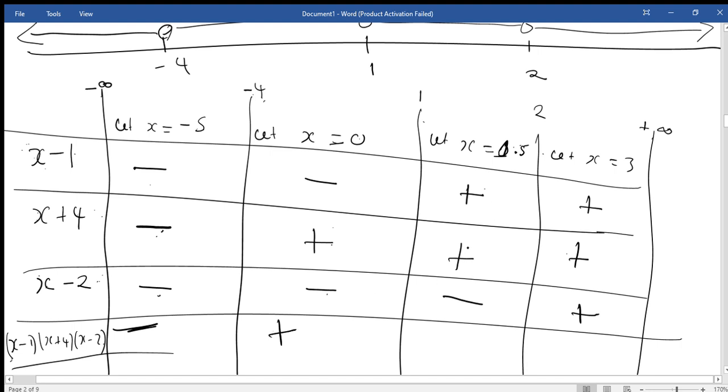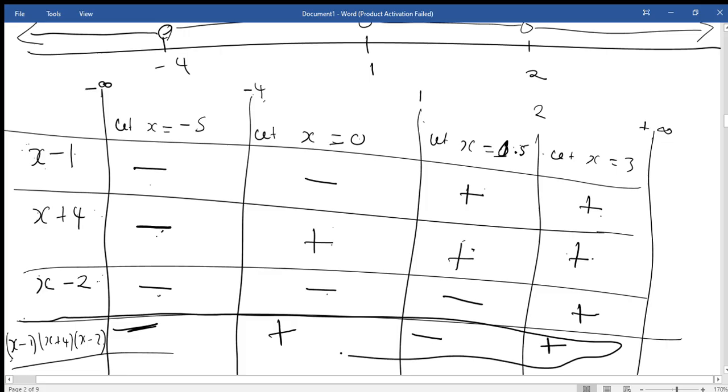Positive times positive, the answer is positive. Positive times negative, I'm going to have a negative. Positive times positive times positive, I'm going to have a positive. So this is where your decision is going to come from, in the last row.